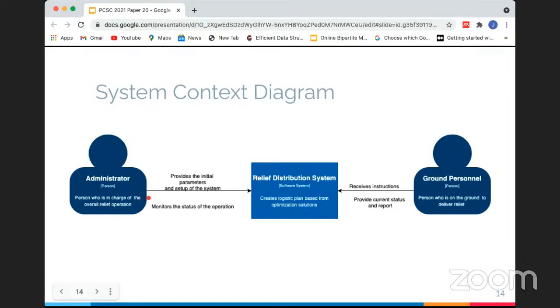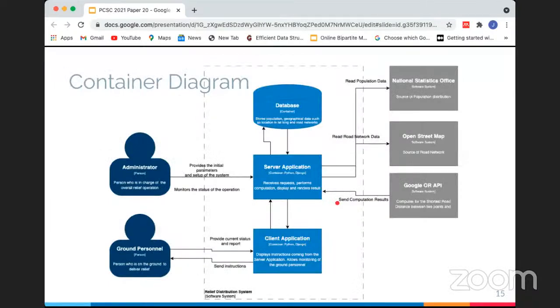The administrator provides the initial parameters and setup of the system, and the administrator can also monitor the status of the operation. Now, based on what the relief distribution system can compute, the ground personnel can receive instructions from the relief distribution system, and the ground personnel can also provide current status and reports.